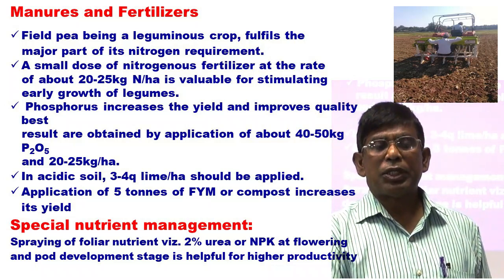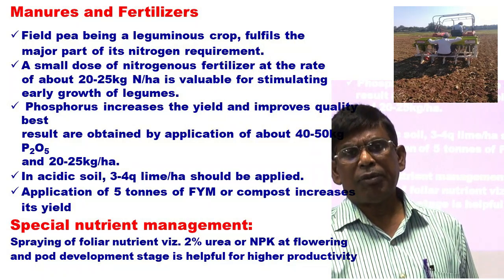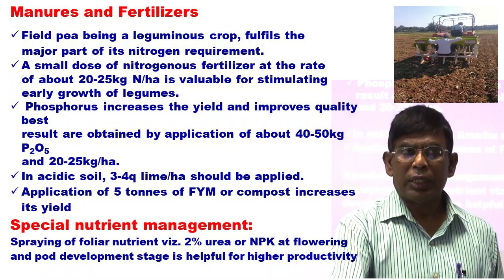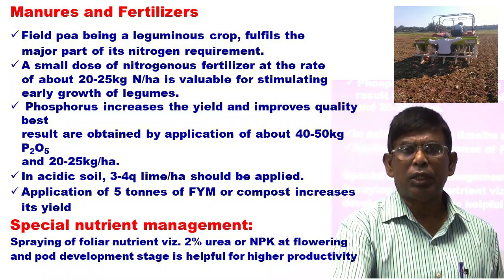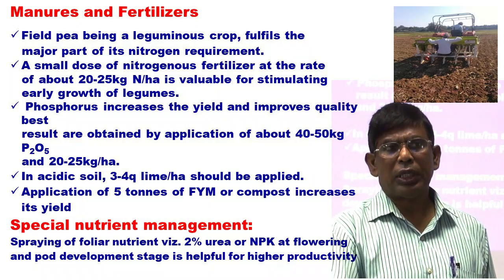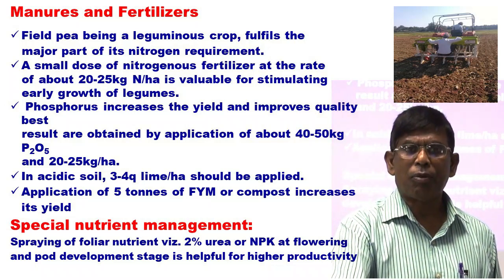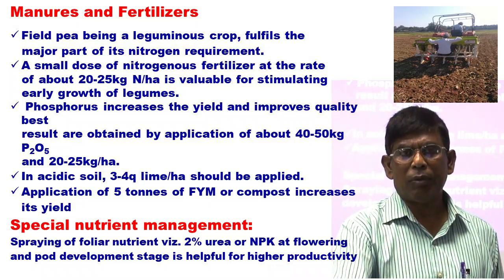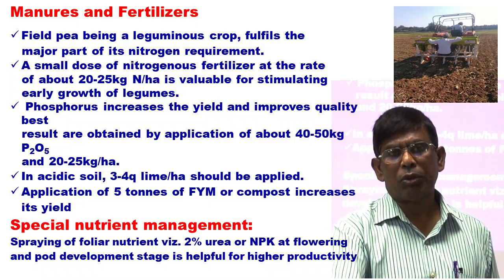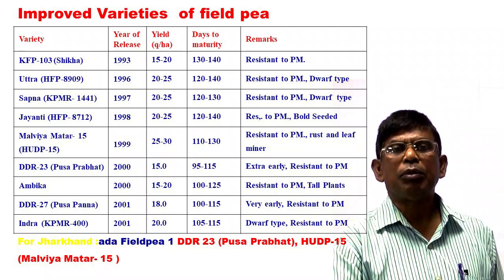And if you take special management, because after 50 to 60 days the nodulation activities become slower. At that time the nutrient requirement during the reproductive stage is too high. At that time some booster dose, that is 2% urea or NPK, if you spray at the time of flowering as well as in pod development, then certainly it will boost the yield as well as improve the quality of the seed.